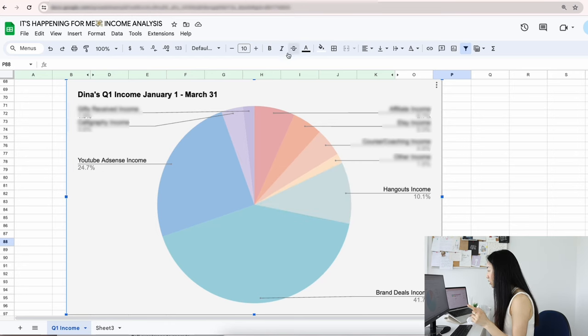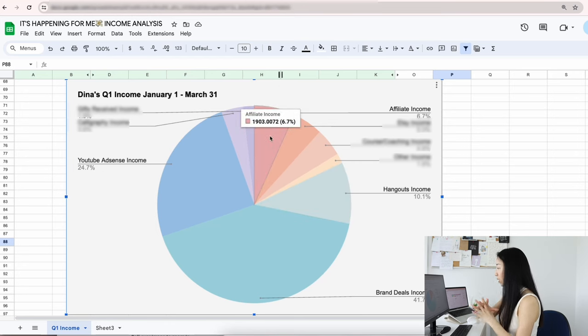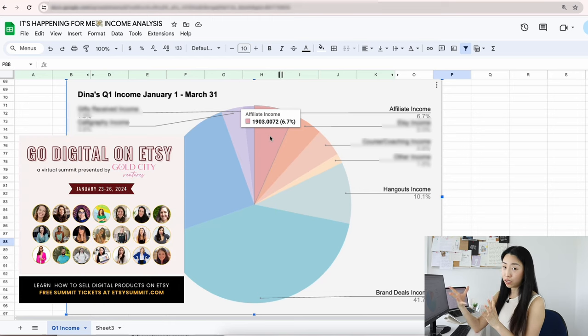The next one is affiliate income, and I made about $1,900 with that. Usually my affiliate income isn't that high, but it was higher these 3 months because I was part of the Go Digital on Etsy summit, which I was a speaker at. For people attending the summit online, it was completely free, but if they did upgrade, then I would get a commission. So that is part of my affiliate income.